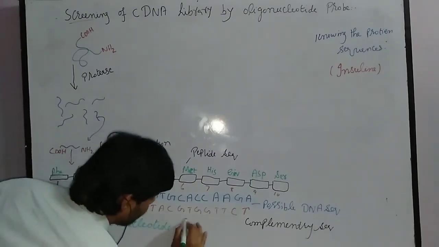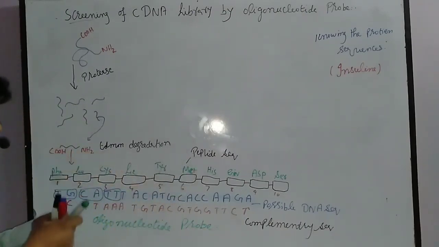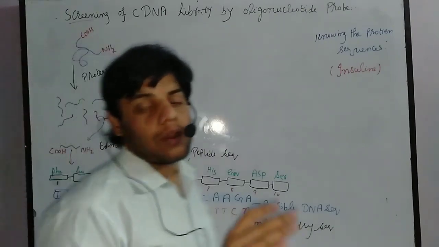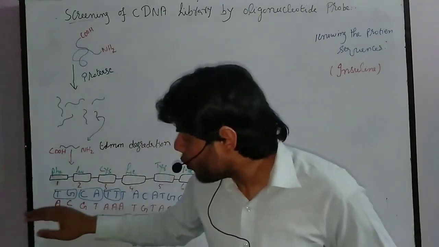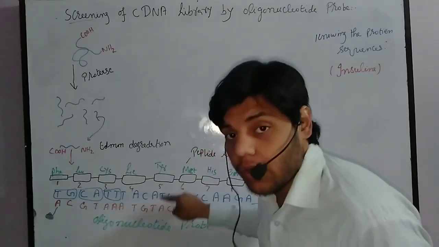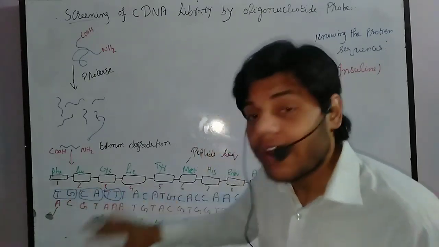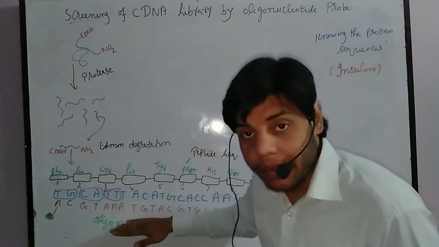We use it as a probe, and this way we can identify our vector having the gene of interest. These are the DNA sequences which are actually found in our vector DNA sequences. Okay, so that's why we can make the complementary.